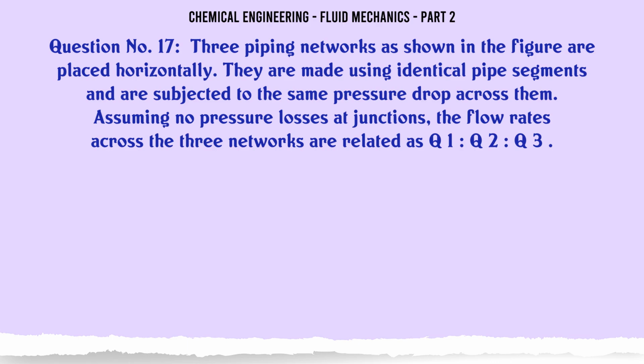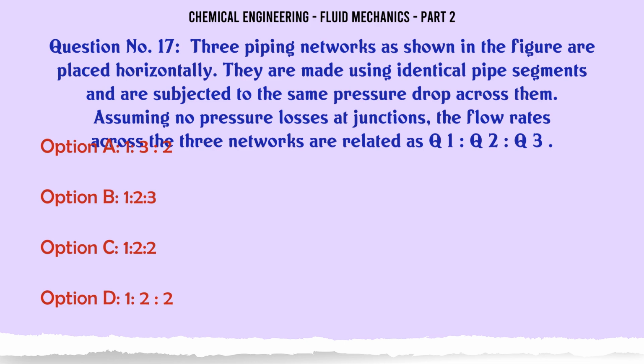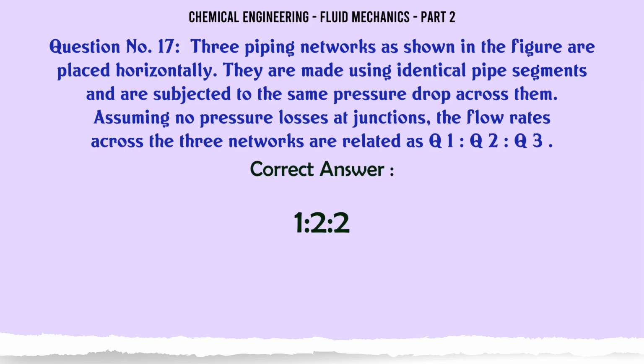Three piping networks as shown in the figure are placed horizontally. They are made using identical pipe segments and are subjected to the same pressure drop across them. Assuming no pressure losses at junctions, the flow rates across the three networks are related as Q1, Q2, Q3: A. Q1 > Q3 > Q2, B. Q1 > Q2 > Q3, C. Q1 = Q2 > Q3, D. Q1 = Q2 = Q3. The correct answer is Q1 = Q2 > Q3.